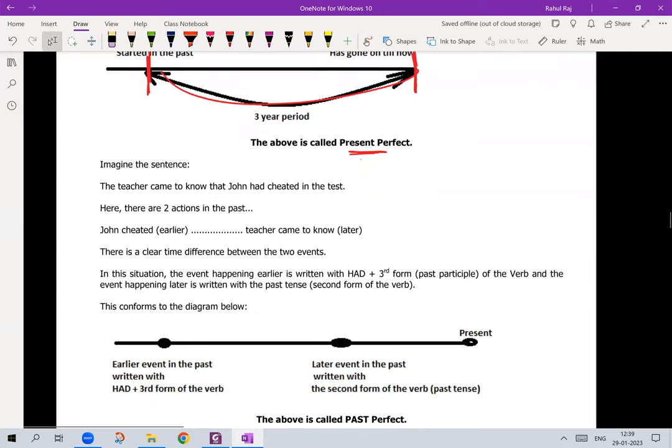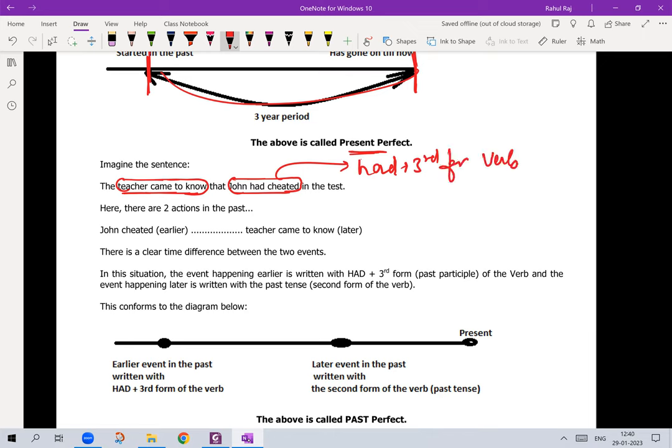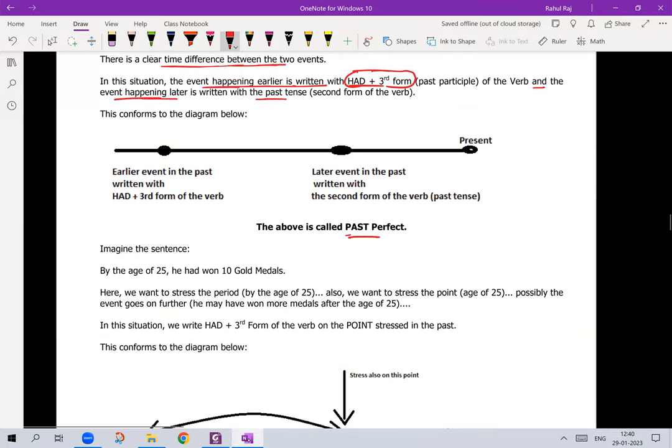And past perfect is what? When there are two actions in the past: the teacher came to know that John had cheated in the test. So John cheated is one action. Teacher came to know is the other action. The action that happens before, John might have cheated before. So for the action that happens before, you need to write had plus third form of the verb. We have done it before. There are two actions in the past. John cheated, earlier action. Teacher came to know, later action. There's a clear time difference between these two events. In such a situation, the event happening earlier is written with had plus third form of the verb, and the event happening later is written with simple past. That's it. This is called past perfect.